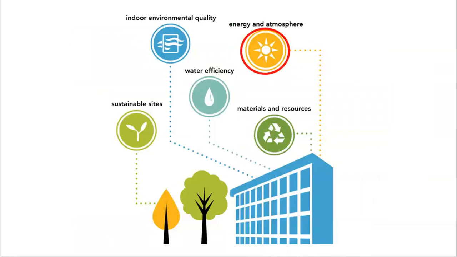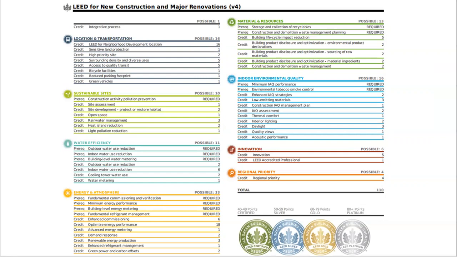So first, let's take a look at energy and atmosphere. If we go back here, energy and atmosphere refers to, let me use the mouse so you guys can see, this section here. You can have a possible 33 credits from here. You have prerequisites, meaning that you have to achieve these prerequisites before you start earning credits under this section.